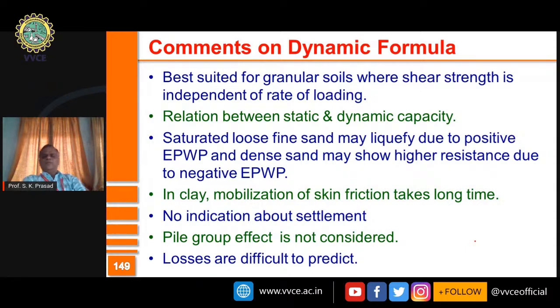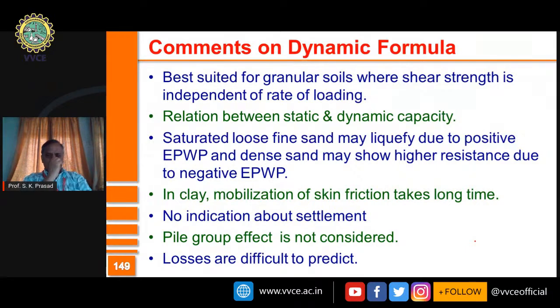Saturated loose fine sand will liquefy many a times whenever it is subjected to heavy dynamic force due to the development of excess pore water pressure. On the other hand, if it is dense sand, there may be negative excess pore water pressure developed. We have to take that into account.